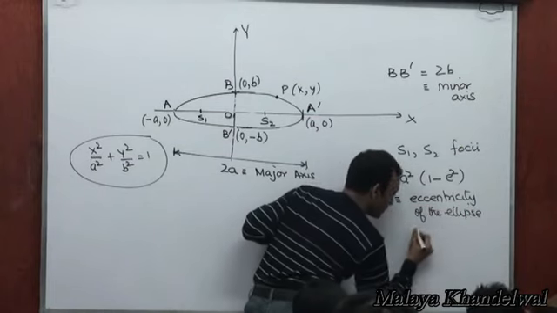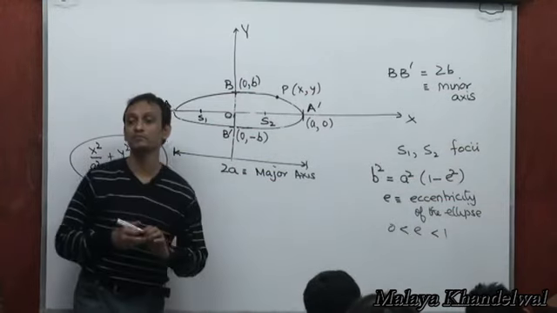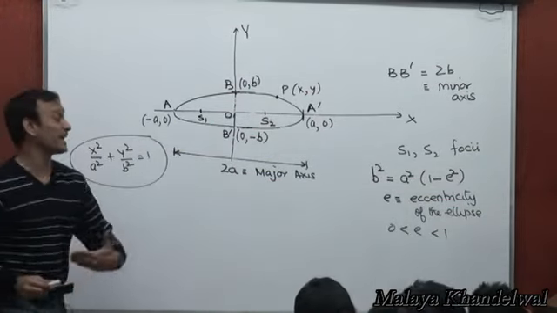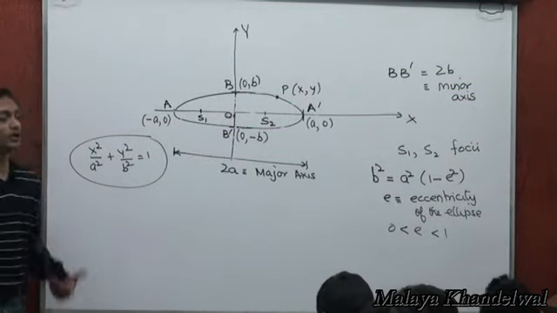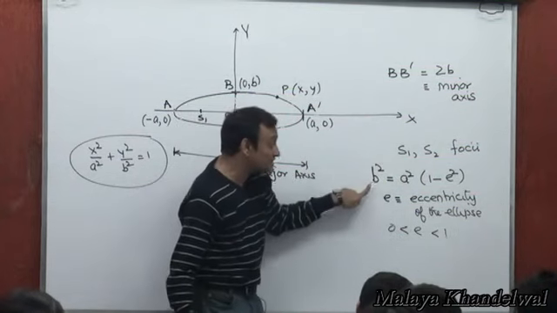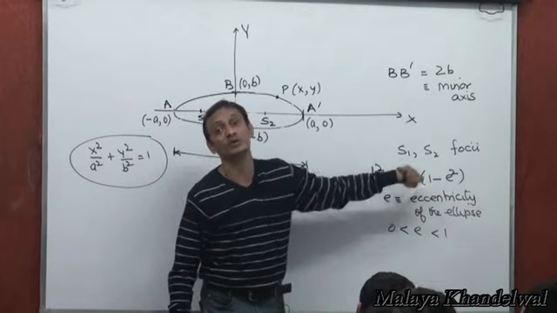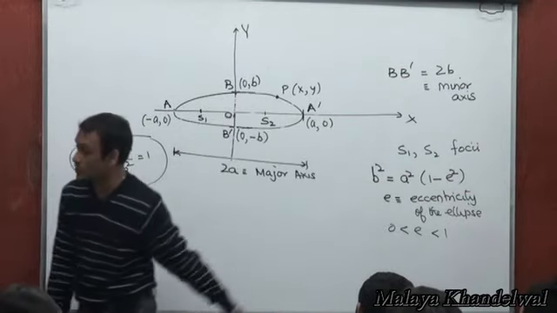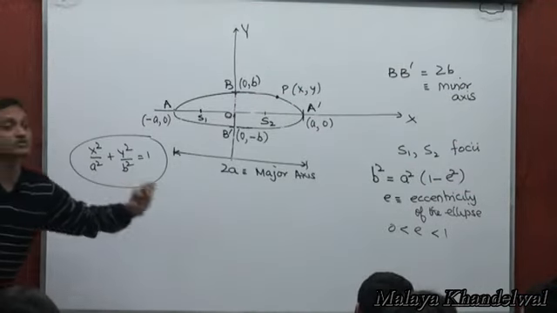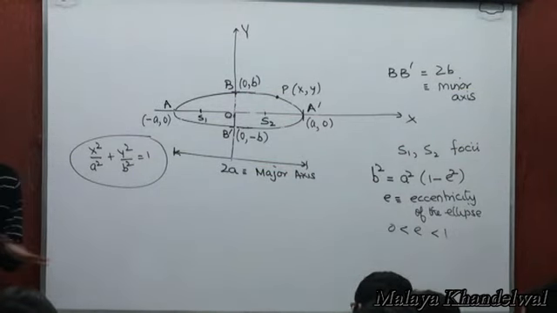And it's a number that would lie between 0 and 1. E is a number lying between 0 and 1 and is called the eccentricity of the ellipse. The relationship connecting the semi-minor axis B and the semi-major axis A is given by B squared is A squared into 1 minus E squared, where E is called the eccentricity of the conic section ellipse. It lies between 0 and 1.